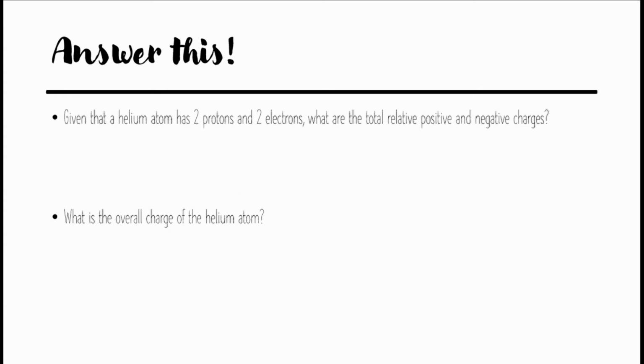Let's do this. Given that a helium atom has 2 protons and 2 electrons, what are the total relative positive and negative charges? Do you remember what a proton is? And what is an electron? Yeah, so the answer is plus 2 and minus 2. Plus 2 from the number of protons, 2 protons, and minus 2 for the number of electrons, 2 electrons.